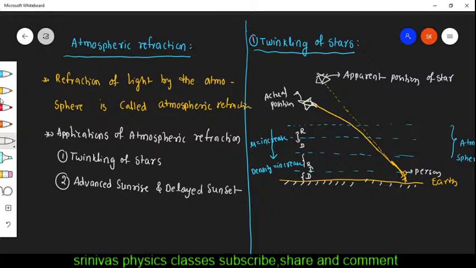What is happening here? When the light passes through the different layers of atmosphere, it bends towards the normal. It bends towards the normal, and when it bends towards the normal, I will draw the clear diagram here.